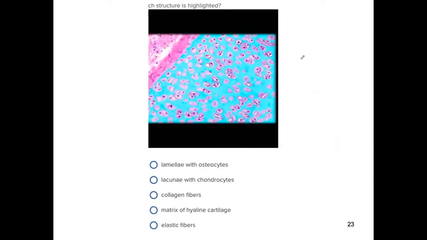This has showed up in the past. These are actually cartilage cells, right? What looks like these raindrops in the center, these crystal raindrops, that's actually the cartilage itself. But they're asking what is the highlighted structure, which is all this aqua blue stuff. So whenever we're talking about the stuff between the cells, that's going to be matrix. So it's the matrix of hyaline cartilage, right? We have a bunch of cells that are not closely packed together. There's lots of matrix. In this case, the only answer it could be is the matrix of hyaline cartilage.